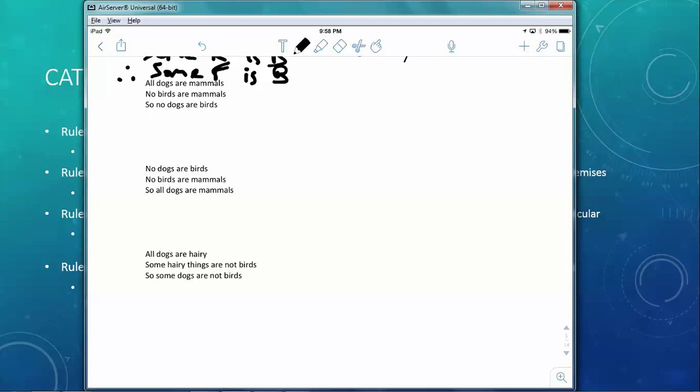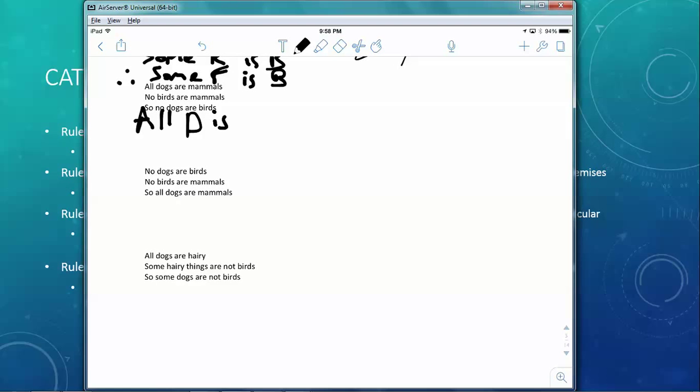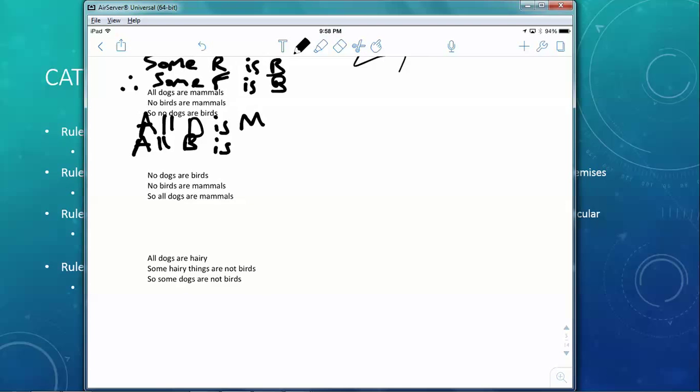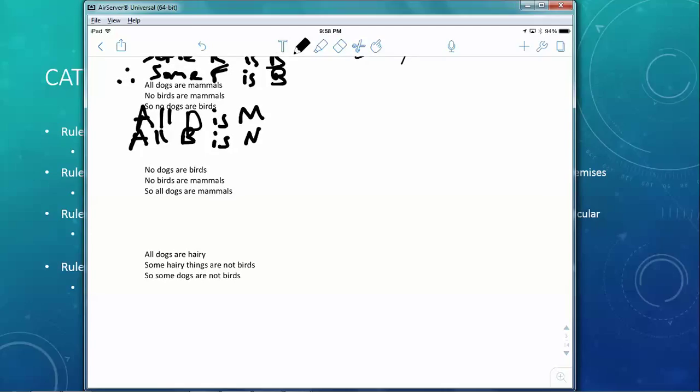All dogs are mammals. All D is M. Oh my gosh, I'm having all kinds of problems. It's like every night I'm doing something jacked up with this thing. All birds are mammals. All B is M. So no dogs are birds. Therefore, no D is B.